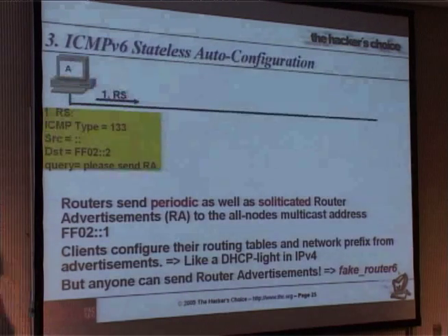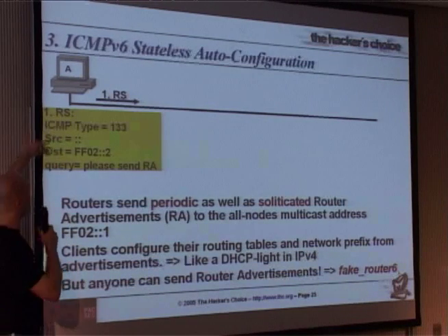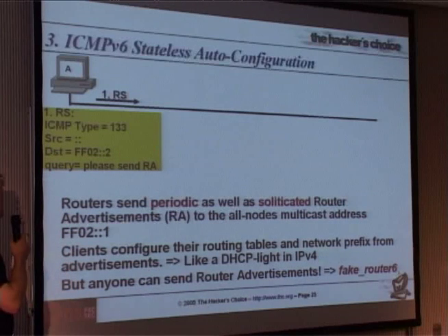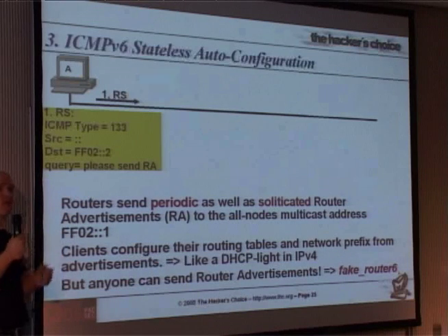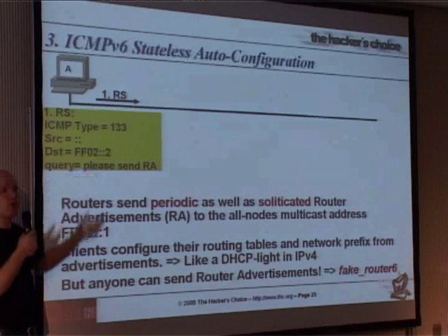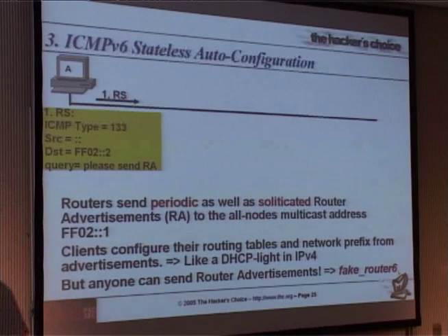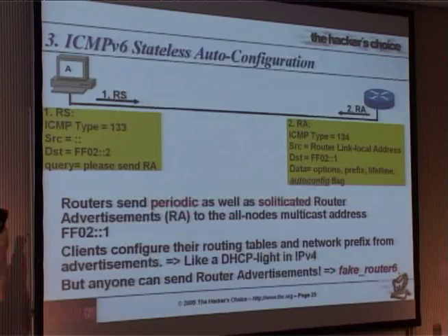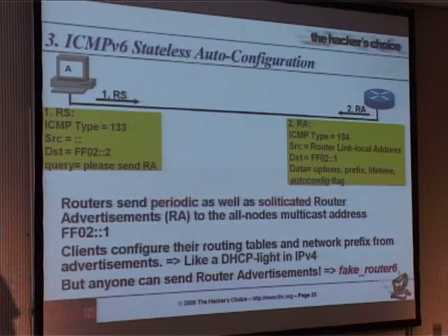So how does this work with the stateless auto configuration? If a client needs that message, it can just request it with a router solicitation request and ask for a router advertisement. FF02::2 is the multicast address for all local routers. So if you ping this address, all routers on your local network will answer. That's pretty nice. ICMP type 133. Any router on the network will then answer with a router advertisement reply, and there will be the network part, the prefix, lifetime, and so on.